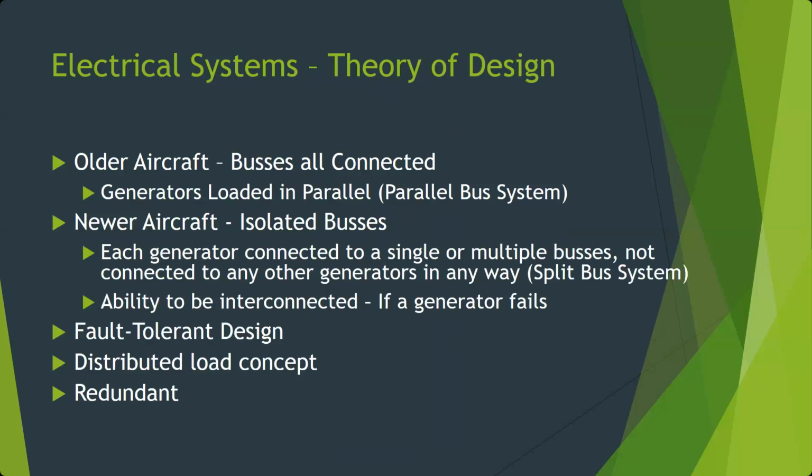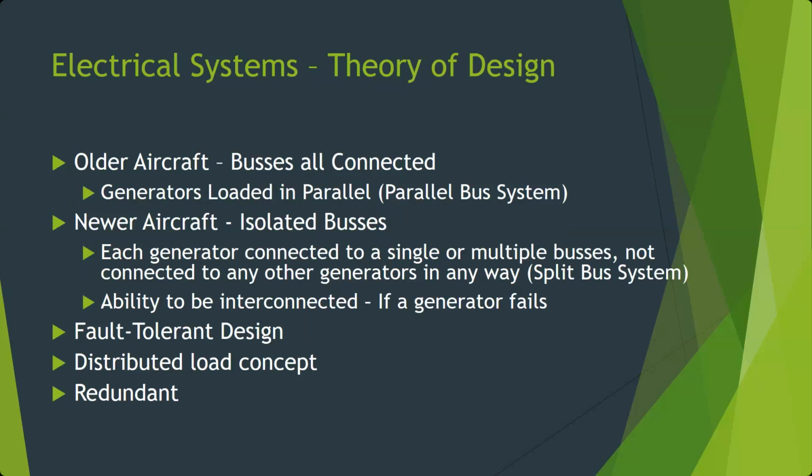So there are two main theories of design that are used in the type of bus architecture. There are two bus architectures. Ultimately, we're going for what's called a fault-tolerant design. Older aircraft, and our 727 is an example of this, had all of the main buses connected all the time to each other and to each generator. The 727, for instance, has 3 generators and 3 main buses. Those 3 main buses are all connected. I'll show you that in a minute.